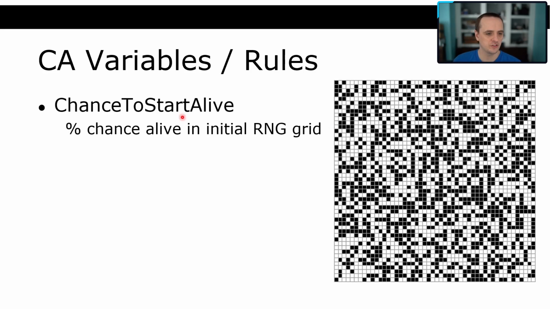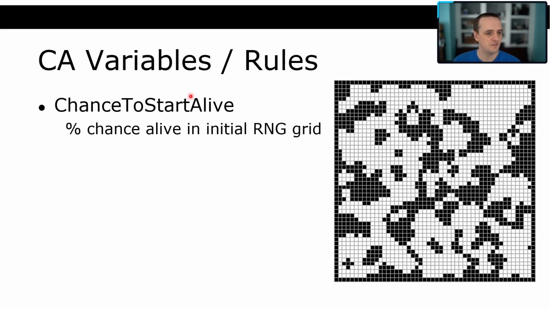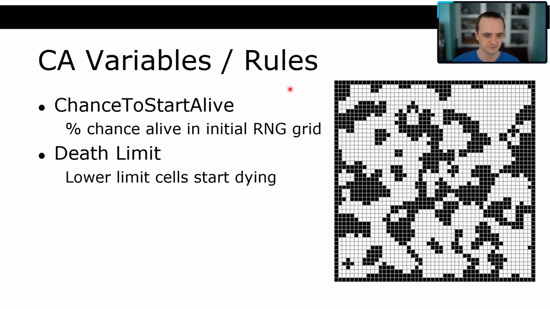Okay? So this chance to start alive, if it was 50, then every time you encounter a new cell, you're going to generate a random number with a 50-50 chance that it's alive or dead, or 0 or 1, or true or false. If that was 20, then every 5th cell, approximately, would be alive. So this is the chance to start alive.